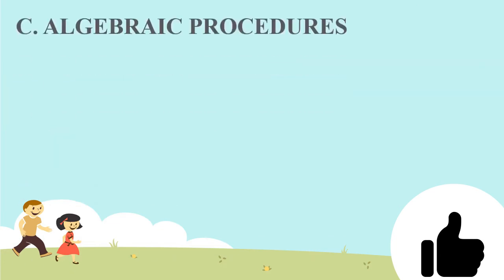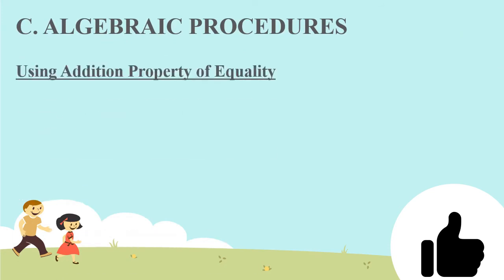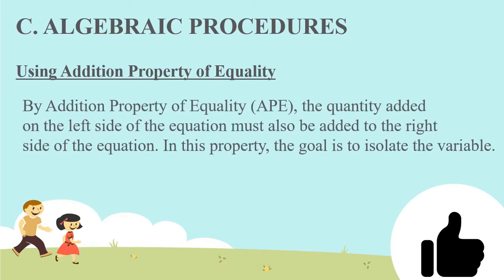Now let's go into algebraic procedures, using the addition property of equality. By the addition property of equality, the quantity added on the left side of the equation must also be added to the right side of the equation. In this property, the goal is to isolate the variable.